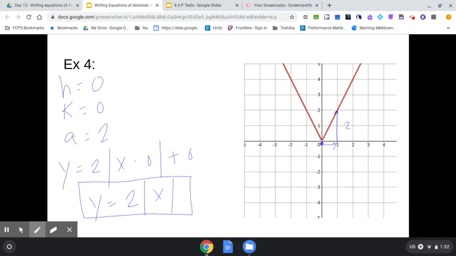So again, guys, it is not being moved left or right. No up or down translation, only a vertical stretch by a factor of 2.